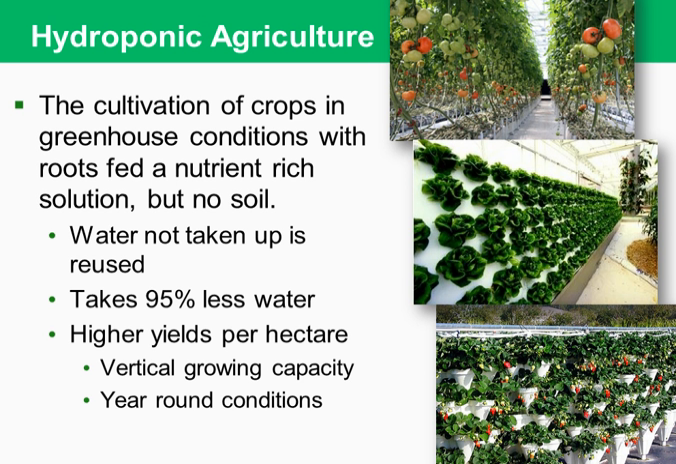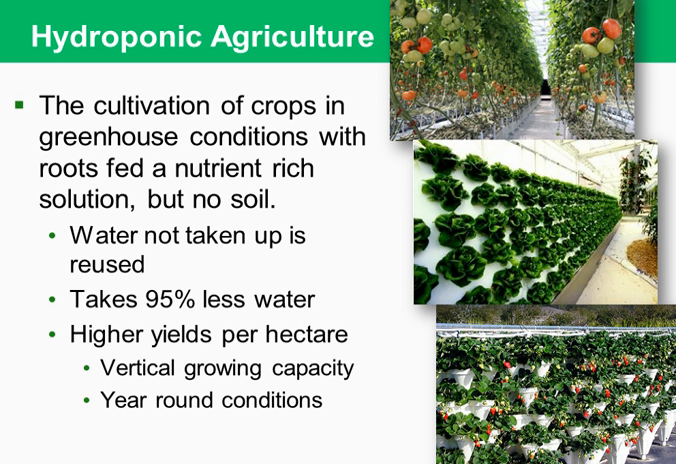Another solution is hydroponic agriculture, and it says here the cultivation of crops in greenhouse conditions with roots fed a nutrient-rich solution but no soil. So basically you have your plants and your roots in a trough, and the water is pumped from the troughs and it's sprayed on the plants, kind of like an artificial rain. So the water that's not taken up is actually reused.